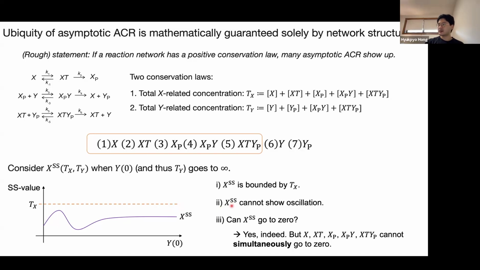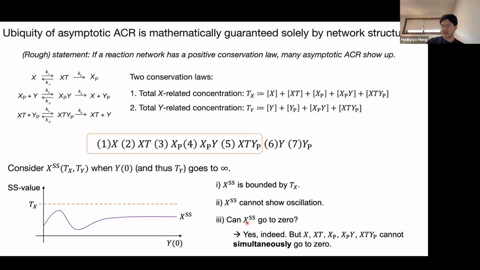The second fact can be proven by using some semi-algebraic tools, as we call them. And yeah, that's the technical part. The third one is another simple fact. The question is, can the steady state value go to zero? Because we don't want to see the boundary steady state or zero steady state. We want to see a strictly positive steady state.